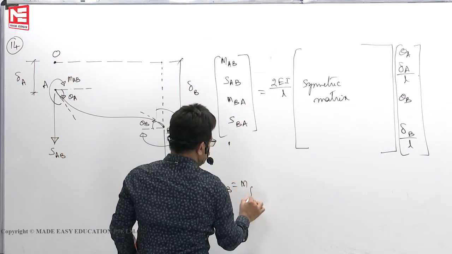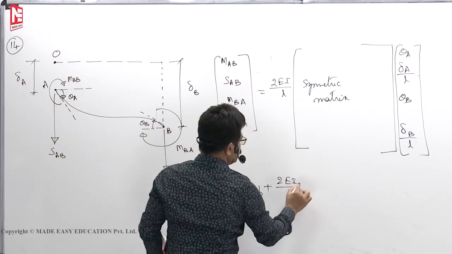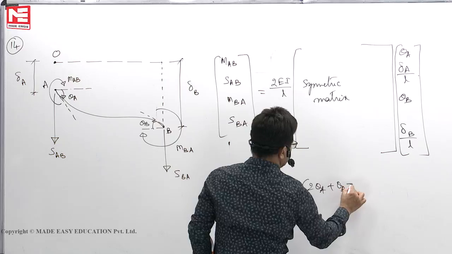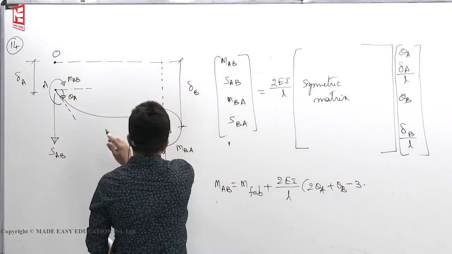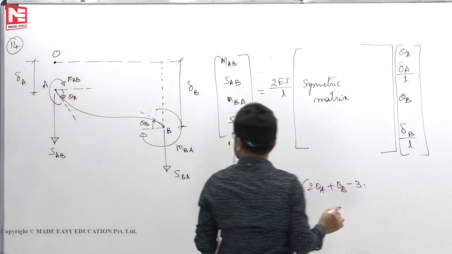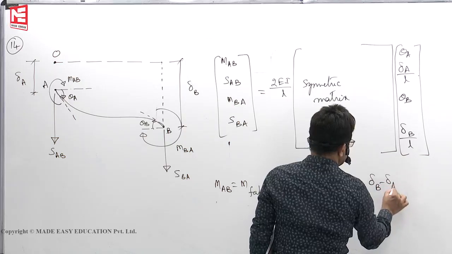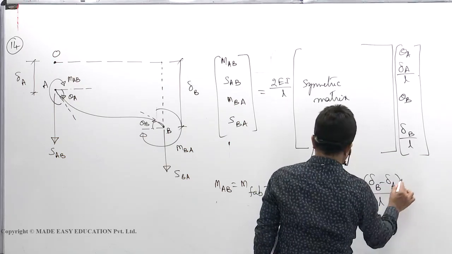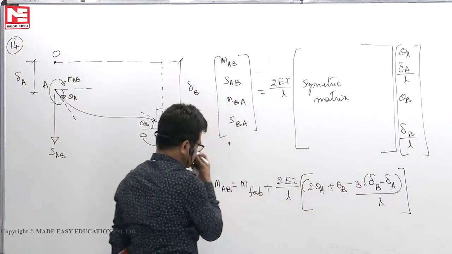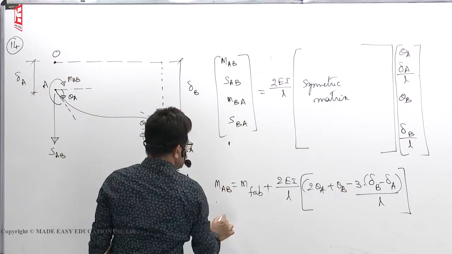MAB means MFAB plus 2EI by L into 2 theta A plus theta B minus 3 into delta. With respect to the left support, if the right support sinks down, we have to take it as minus plus. So 3 into delta B minus delta A, 3 delta by L. Okay, this is our expression. So MAB. SAB means what?